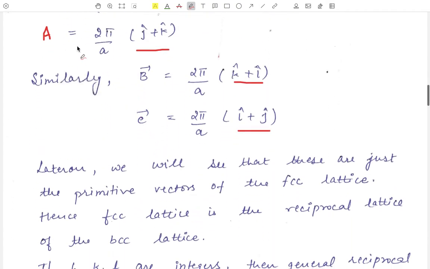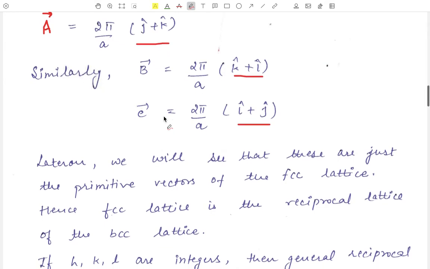Now these are the reciprocal lattice vectors of the reciprocal lattice of the BCC lattice. Later on we will see that these vectors are just the primitive vectors of the FCC lattice. That is, we can say that the FCC lattice is the reciprocal lattice of the BCC lattice.